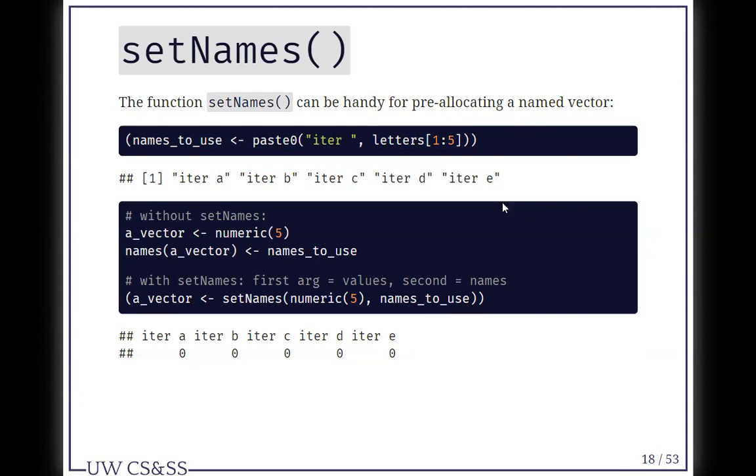If we didn't use the setNames function, to give this names we would make a vector, let's say it's numeric, and it's got 5 elements. And we would assign to the names of the vector our names_to_use. A shorter and, I think, more straightforward way of doing this would be to make a vector, and give setNames the argument: our vector of 5 empty elements, and names_to_use. And it'll give us the same thing. So now we can subset by both the names, iter a, iter b, iter c, iter d, or the elements 1 through 5, depending on how we write our loop. If it's not immediately clear what is going on here, we're going to get into another example soon.